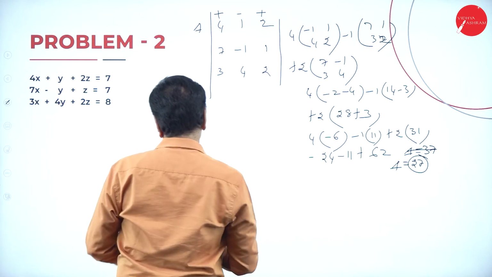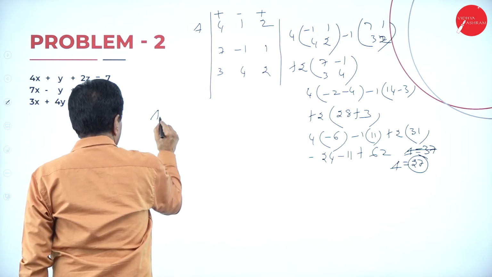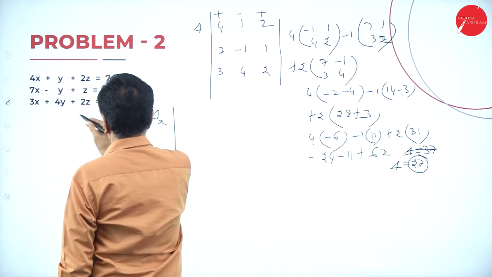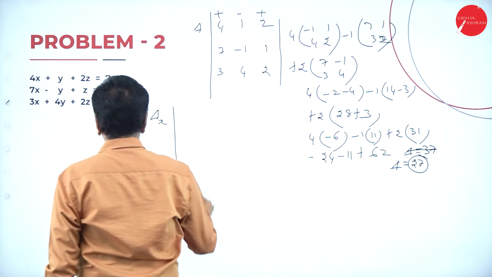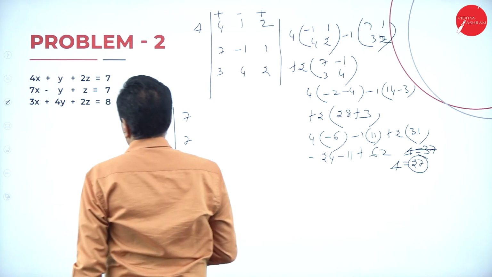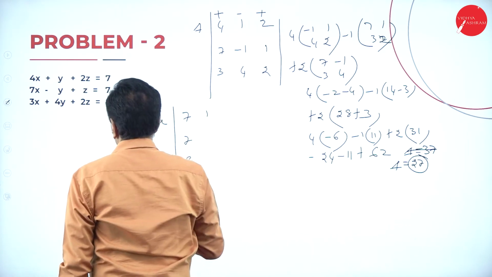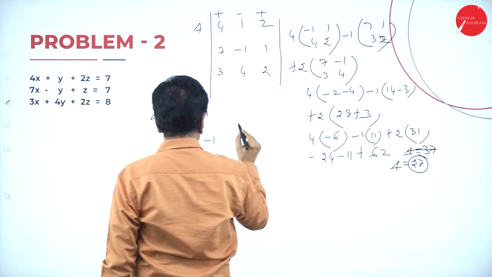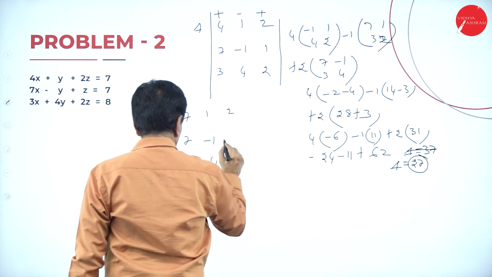Come back to delta x now. Shift over. So first place it will come 7, 7, 8. Second one 1, minus 1, 4. Second one 2, 1, 2.